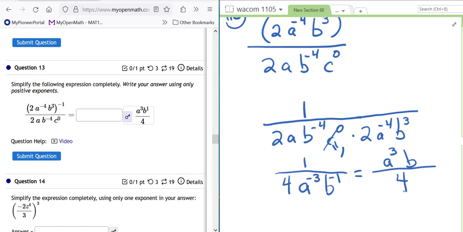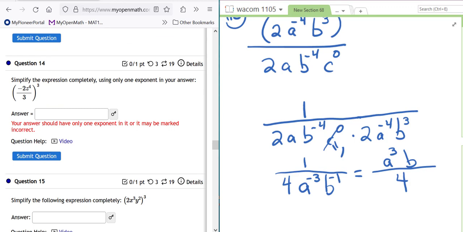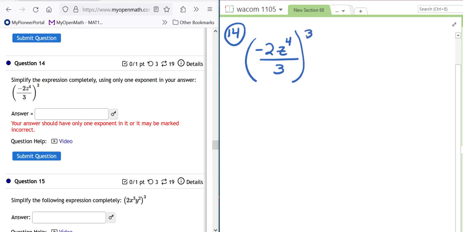All right. I did pick 14. This one's an easier one than the other one. All right, so we have a parentheses negative 2z to the 4th over 3. And the whole thing is to the 3rd power. Your rule is a fraction to a power. It goes with the numerator and denominator. So it's just going to make 2 small problems.